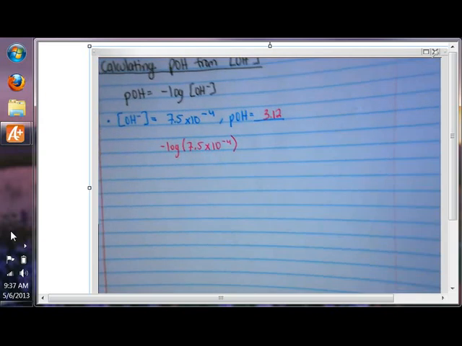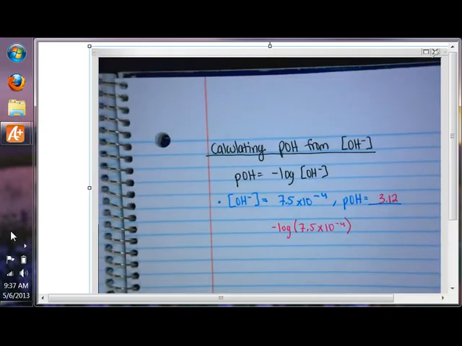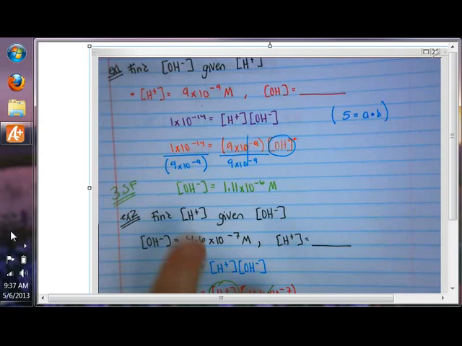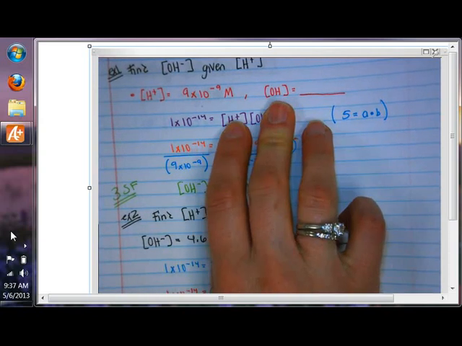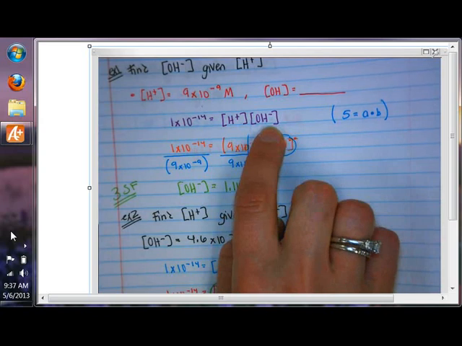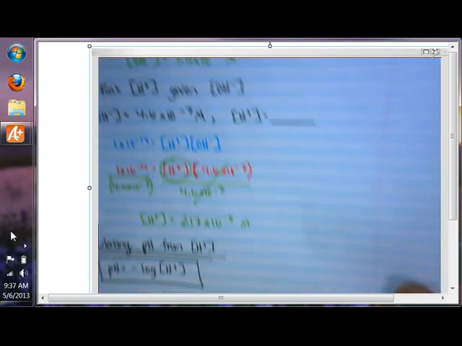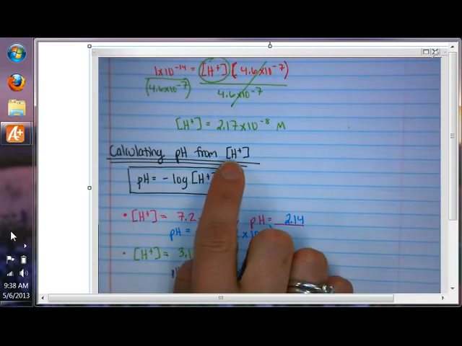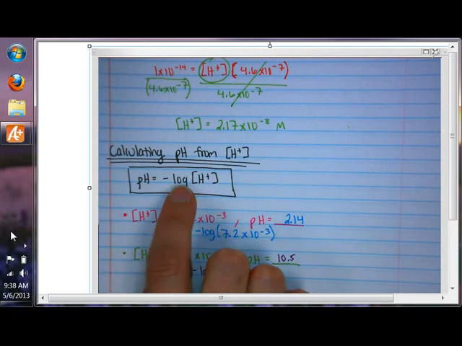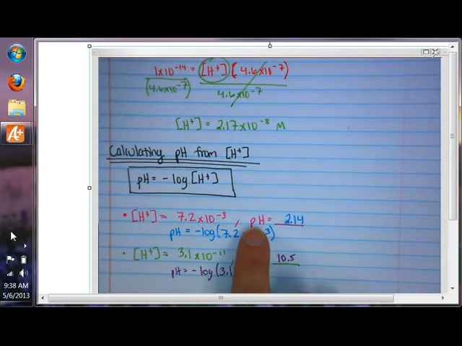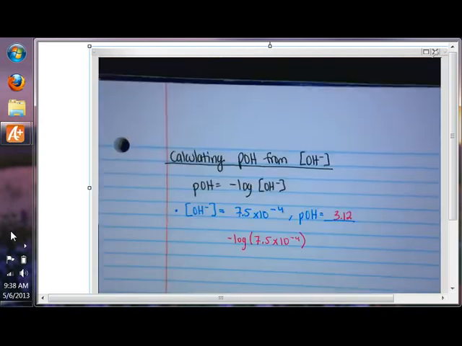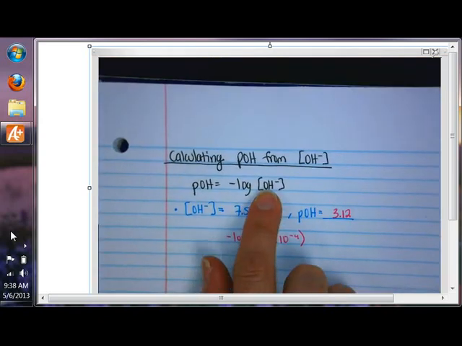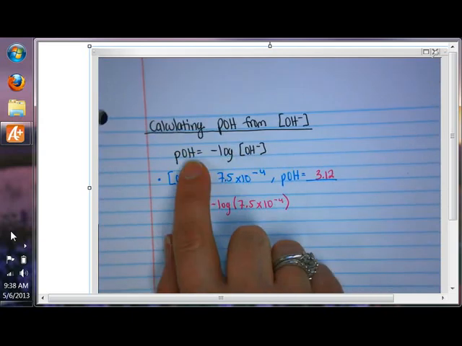So just backtracking, I've got this simple formula. If they give me one concentration, I can find another. And then, if I have the concentration of hydrogen, I can use this formula to find what the pH is. And last but not least, if I have my concentration of hydroxide, I can use this formula to figure out what the pOH is. And we'll talk about this more tomorrow. I forgot one thing. I need to box this equation.